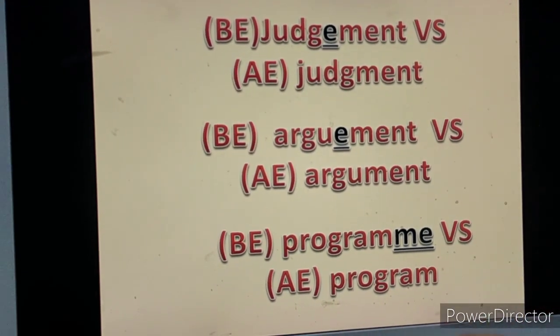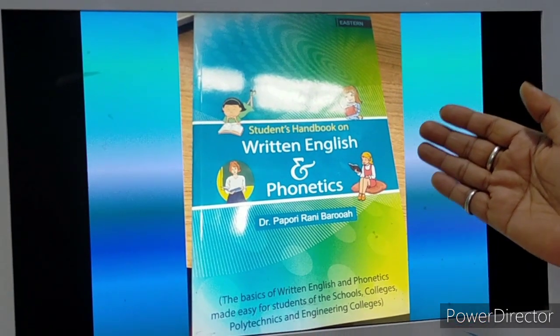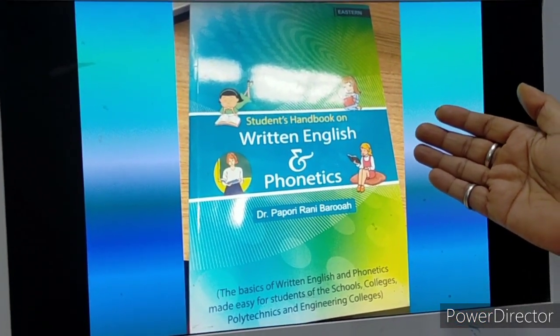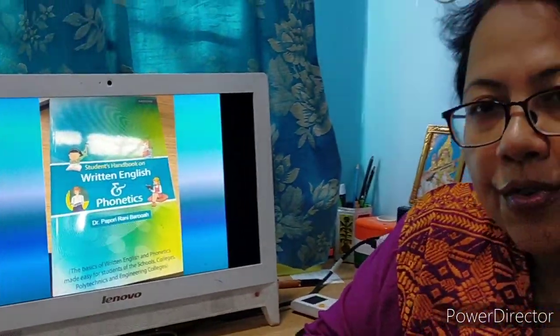So it's very important that you realize which is American and which is British. All these have been put forward in my book, Student's Handbook on Written English and Phonetics, which is available in the market. If you're interested to know more about it, you can always go through that particular book, because it analyzes in detail and gives you a lot more examples, and tries to really make things easy for you.